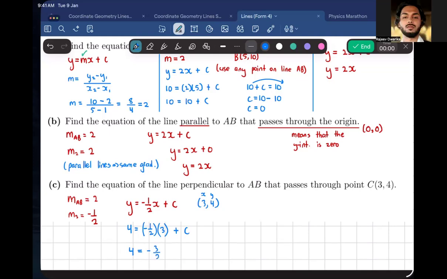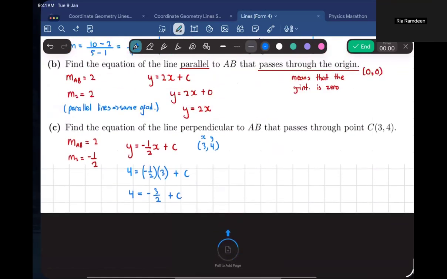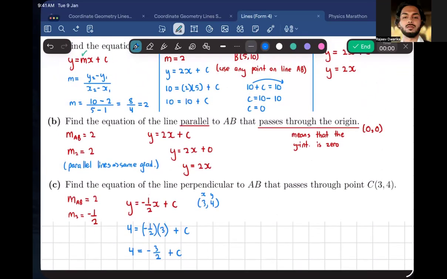Why is that? Well, we have negative a half multiplied by 3 over 1, and 3 is the same as 3 over 1. So negative 1 by 3 is negative 3, so negative 3 over 2. Okay. So 4 equals negative 3 over 2 plus c, right?